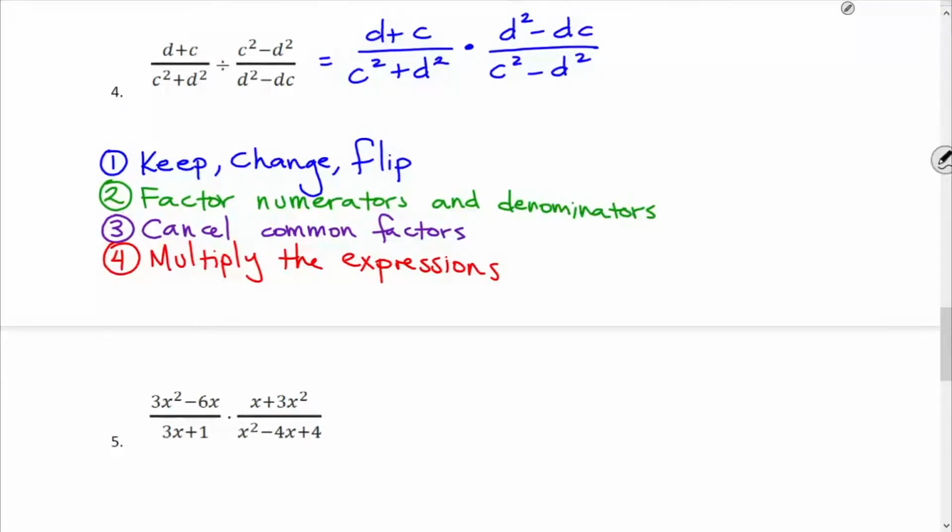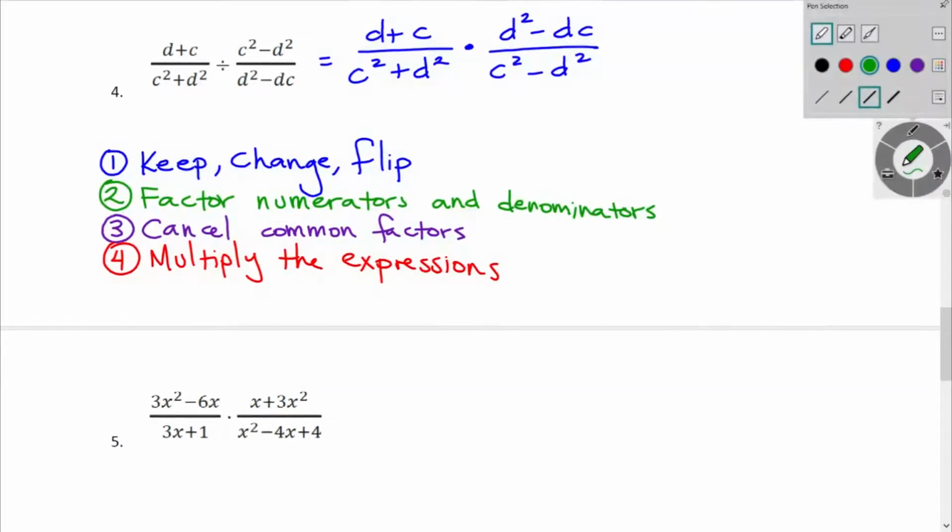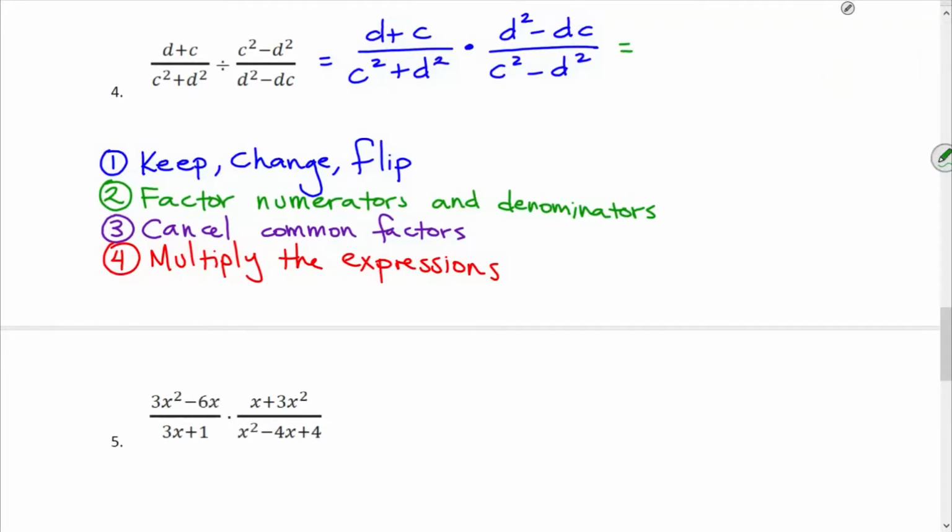Okay, the next thing I'll do is factor numerators and denominators. So in the numerator, I'll rewrite this in alphabetical order, and I can switch the order because addition is commutative. So I have c plus d. In the denominator, this is the sum of squares, and that can't be factored any simpler, like we have a difference of squares, but no sum of squares pattern for factoring. Times d squared minus dc, I see we have a GCF of d in both terms.